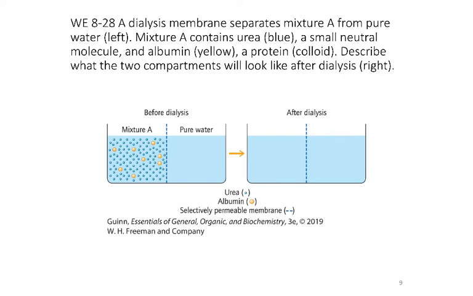Well, what will cross and what won't is one way to think of this. So urea, it's a small neutral molecule. It can cross the membrane, right? But albumin, which is a colloid protein, it cannot cross the membrane. So the little blue circles will be evenly distributed in both sides, while the yellow circles will remain on the original side, right, on the left.